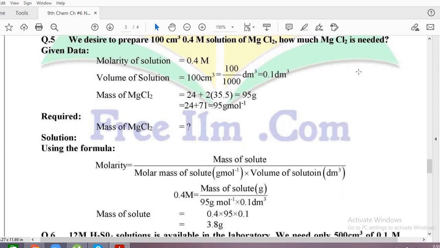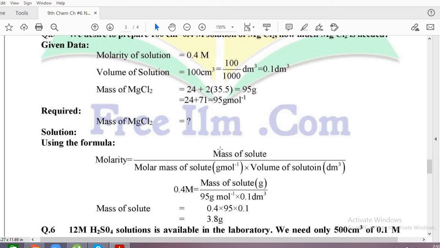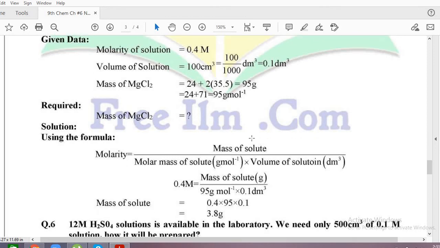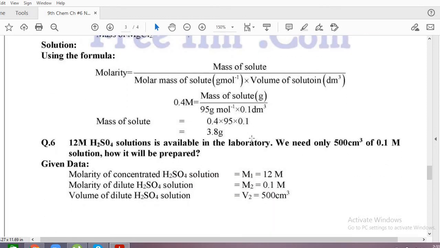So this is again similar to question number 3, the 3 parts we have done. The formula will stay the same, and even the method will stay the same. Volume in centimeter cube is converted to dm cube by dividing it by 1000. Then the mass of magnesium chloride: magnesium is 24, chlorine is 35.5, with 2 atoms of chlorine. So multiplying and adding, this is simple maths. Basically all the questions are using only 2 types of formulas, so it's not very difficult. If you practice it, then you can do it.